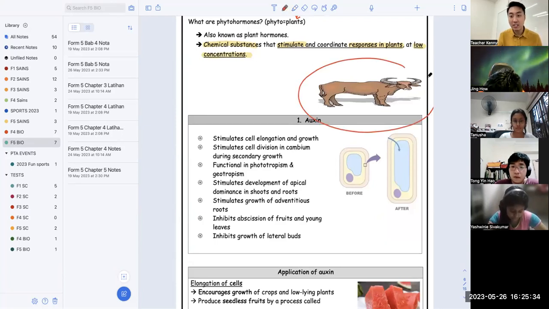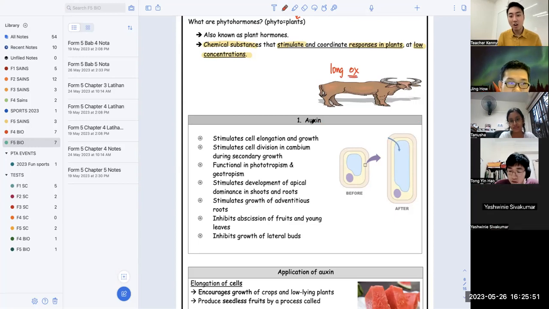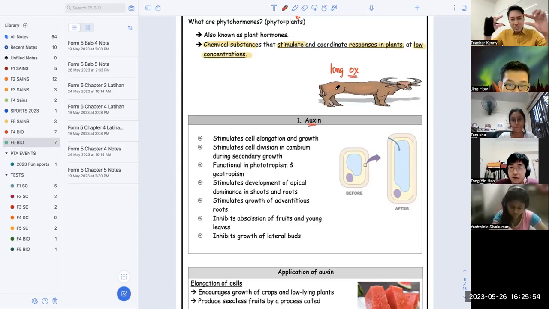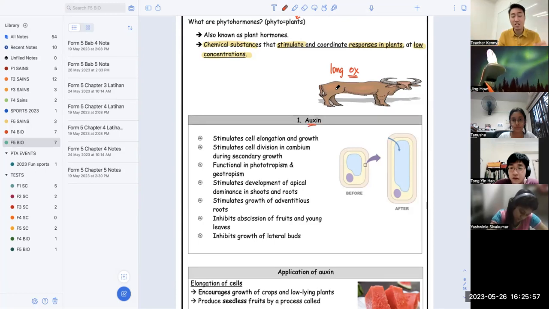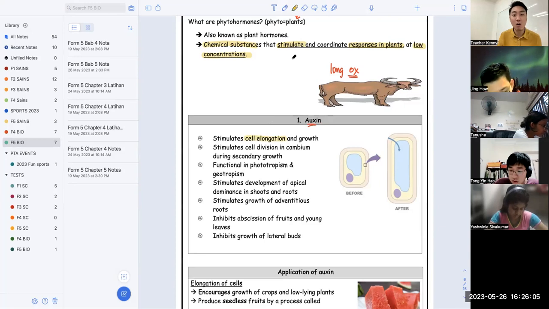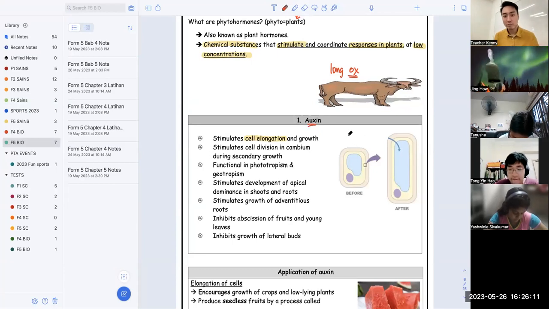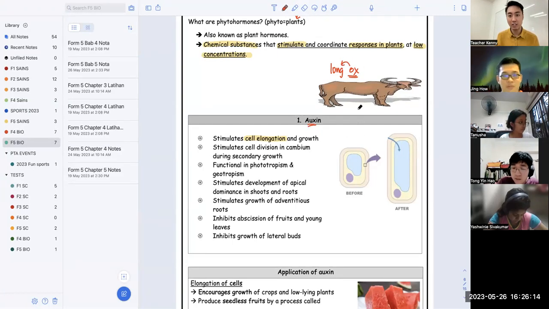So we're going to start off with the first hormone called auxin. Students, what do you see here? What is this animal? Ox, very good. Okay, it is a long ox. So, auxin. Just have in your mind a picture of a long ox. The purpose is for cell elongation. It makes the cell longer, lengthens the cell. So auxin is for elongation.